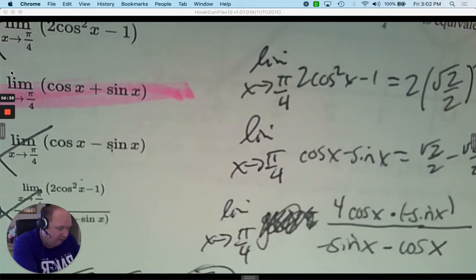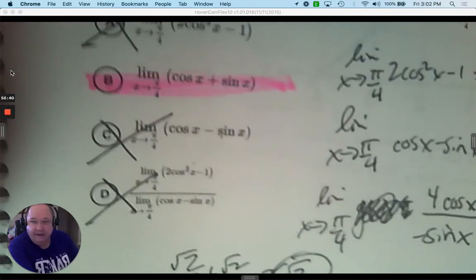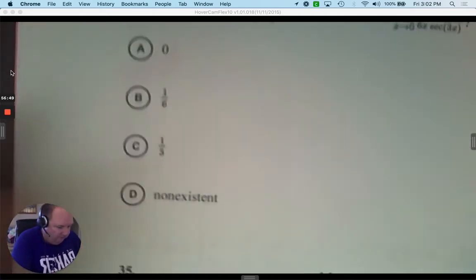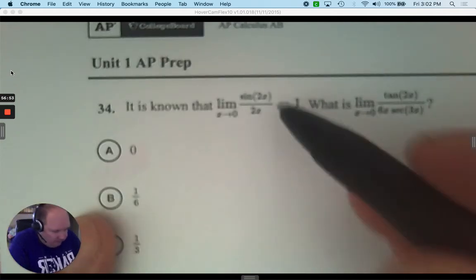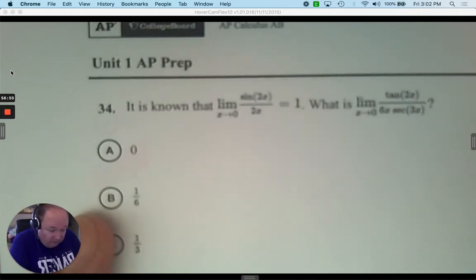I was trying to think if you could use a trig identity, but that's good right there. All right, number 34. In number 34, it is known that the limit as x approaches 0 of sine 2x over 2x equals 1.